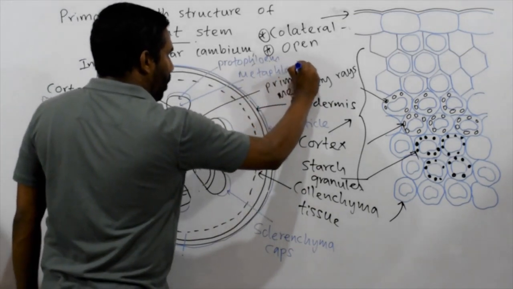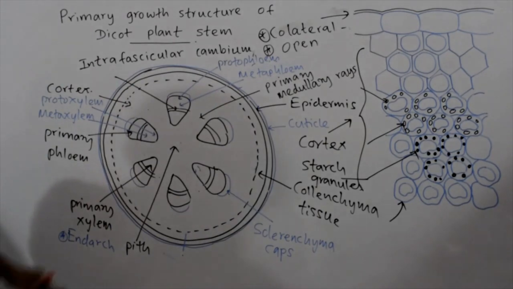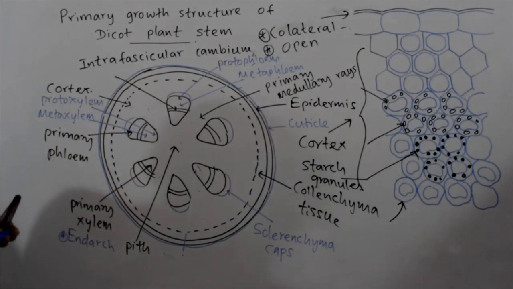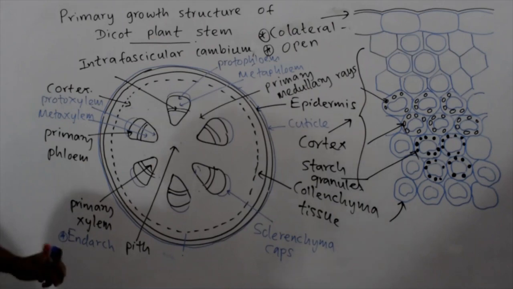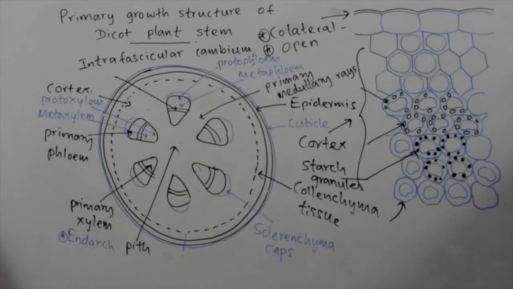Metaphloem. Okay, got that? So this is the structure. This is the primary growth structure of a dicot plant stem taken through permanent tissues. Label this diagram in your note in the appropriate place. Label the transverse section, and also there is a histological diagram given in your note. Look at that histological diagram.